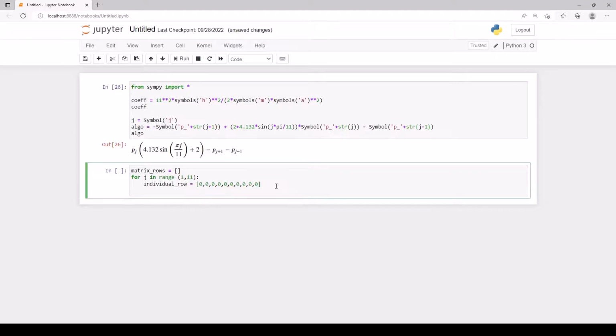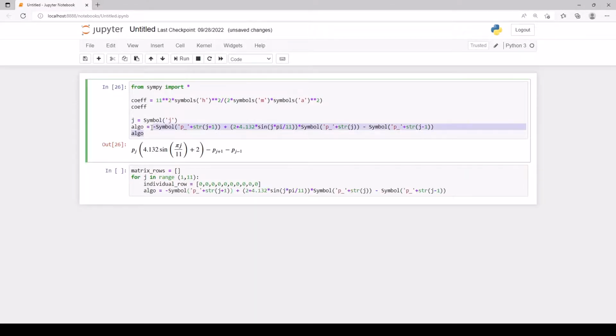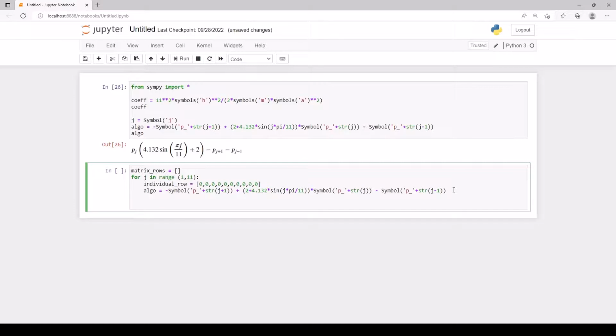Now, I'm going to rewrite my algorithm. Or I suppose I'm going to take this and just shove it back, because I wrote this up above just to give me an idea of what the algorithm's supposed to be like. I'm actually going to use it here. So negative psi of j plus 1 plus 2 plus, and so on. And then remember the way this works: the coefficients in front of my psi terms are what actually go into the matrix itself.